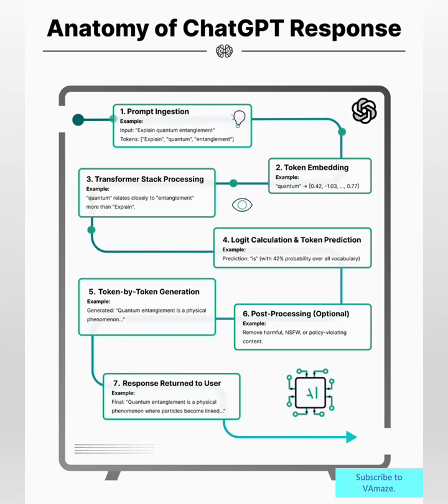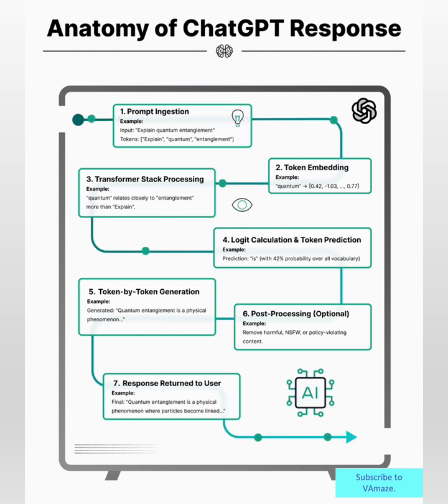Anatomy of a ChatGPT response. Understanding how AI generates intelligent text. Have you ever wondered what happens in the milliseconds between typing a question to ChatGPT and receiving a coherent, intelligent response? The process is far more sophisticated than it appears on the surface, involving multiple complex steps that transform your simple text input into meaningful contextual output. Let's dissect this fascinating journey through the 7 critical stages of large language model processing.